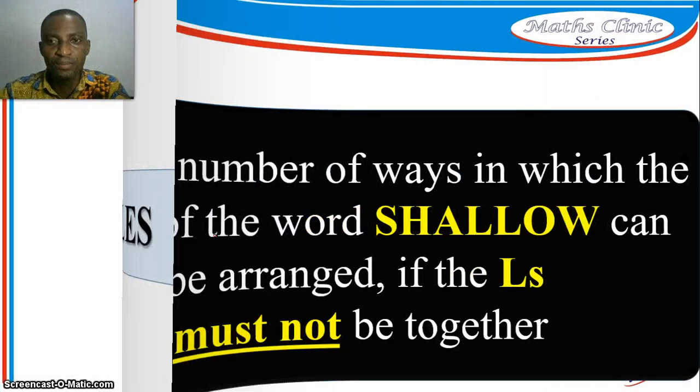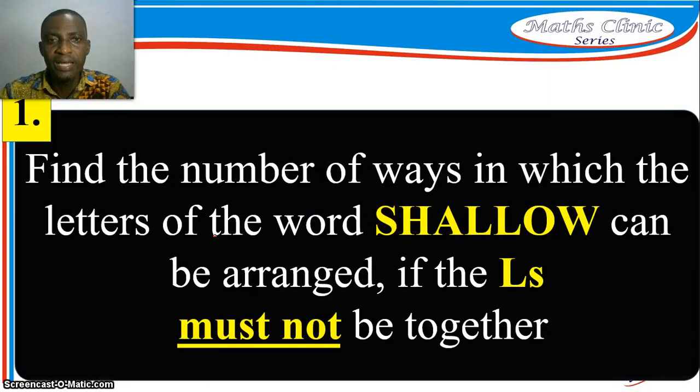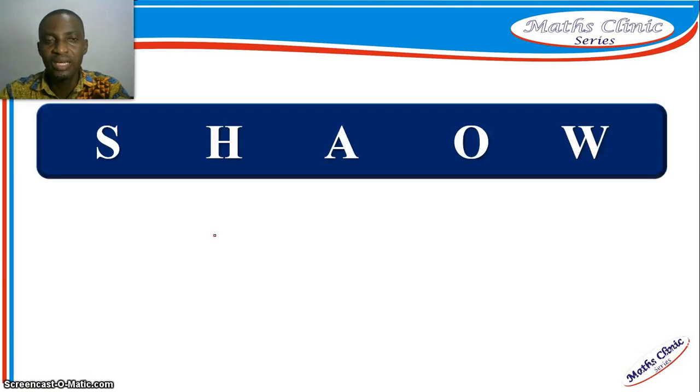So the first example: find the number of ways in which the letters of the word SHALLOW can be arranged if the L's must not be together. So we can take the L's out. We are saying they shouldn't be together, so when we take them out, they are the condition. We will treat them separately, how to handle them.